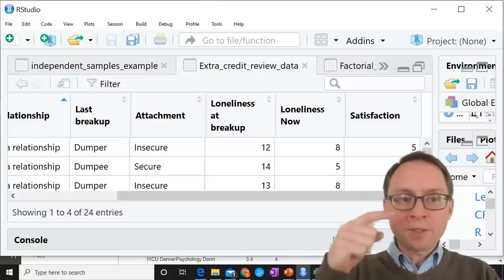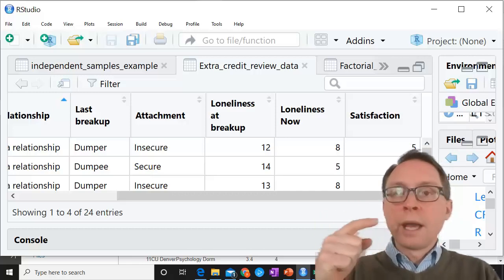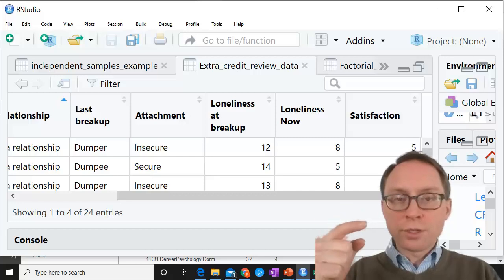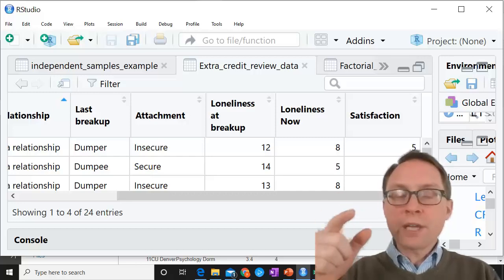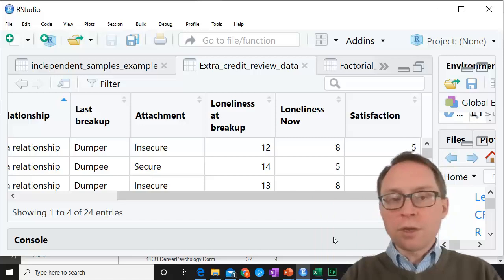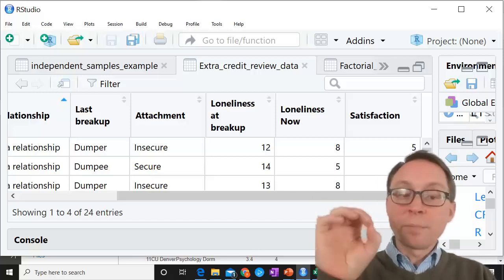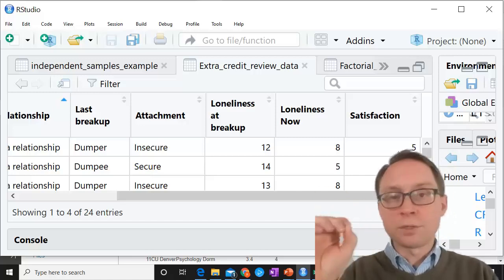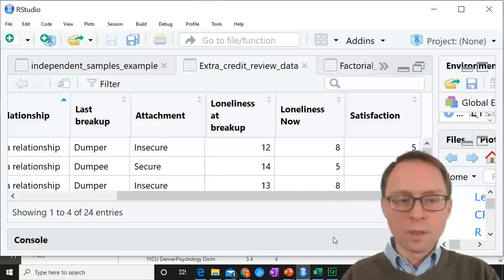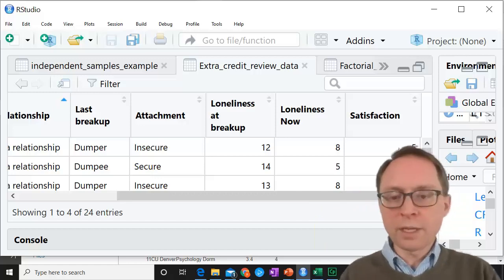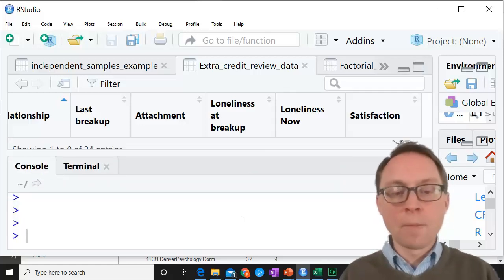So that would be the main effect, dumper compared to dumpee. Attachment, which is insecure or secure, so that'd be the main effect for attachment. But then the interaction is dumpers who are insecure compared to dumpers who are secure compared to dumpees who are insecure compared to dumpees who are secure, the 4 groups. Okay, so let's go ahead and take a look at that particular hypothesis.